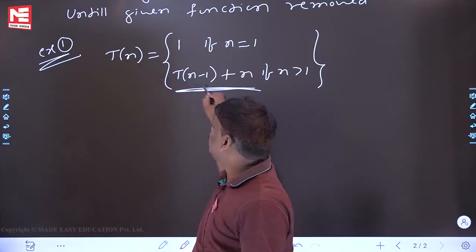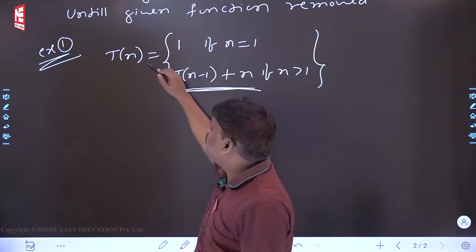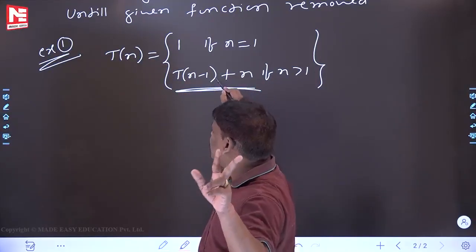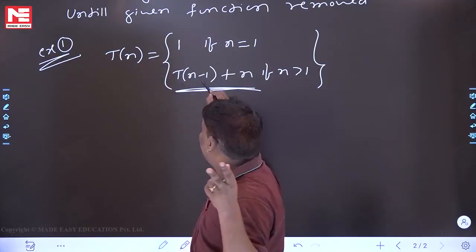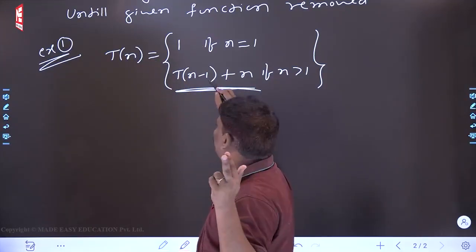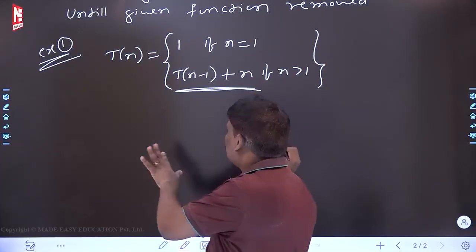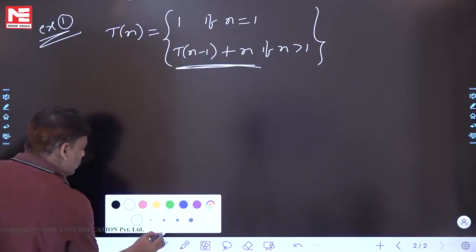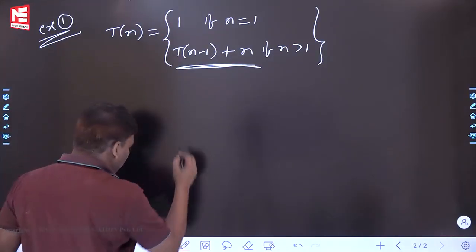T10 is equal to T9 plus 10. Next one, T100 is equal to T99 plus 100. Lastly, T2 is equal to T1 plus 2. Right? Please be careful. If you are comfortable, I am starting now. So let me solve this problem.